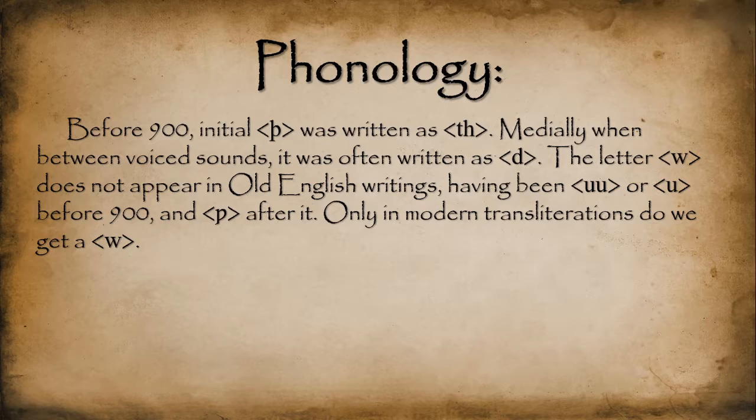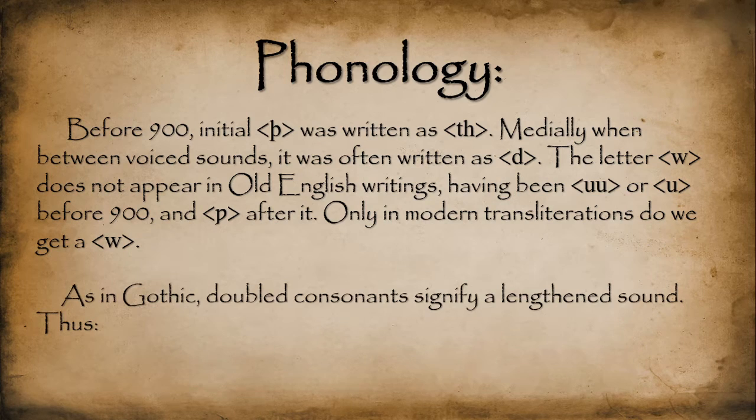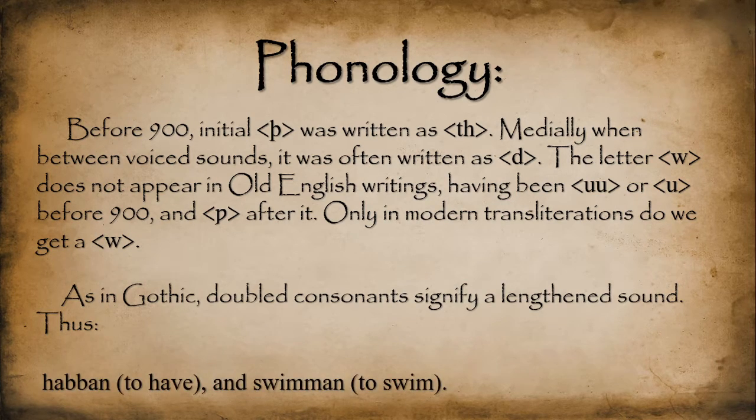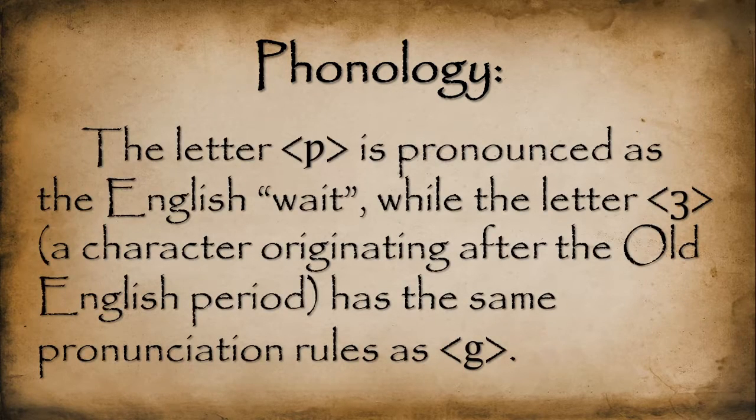The letter W does not appear in Old English writings, having been UU or U before 900 and wynn after it. Only in modern transliterations do we get a W. As in Gothic, doubled consonants signify a lengthened sound, thus habban means to have and swimman means to swim. The letter wynn is pronounced as the English wait, while the letter yogh, a character originating after the Old English period, has the same pronunciation rules as G.